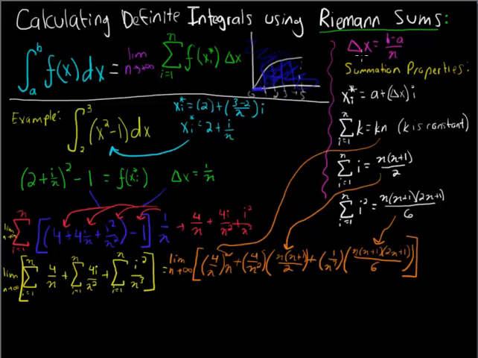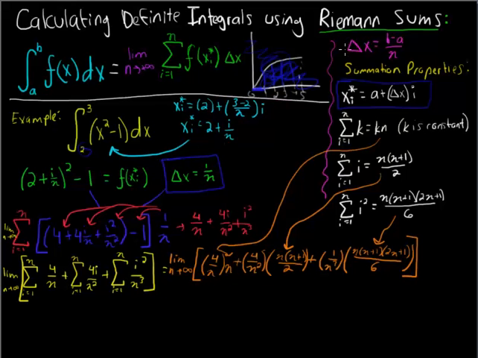So in this case, I have an example: the integral from 2 to 3 of x squared minus 1 dx. So when you have this, you will use x sub i equals a, which is 2, plus delta x times i. So delta x is right here, b minus a over n. b minus a, 3 minus 2 over n, so that's just 1 over n. So delta x equals 1 over n.